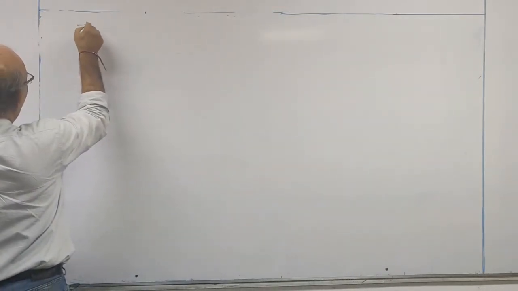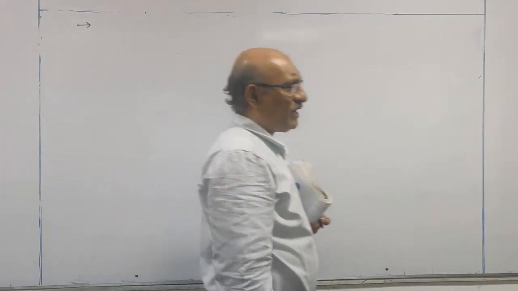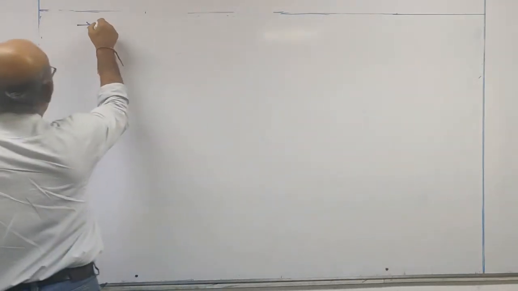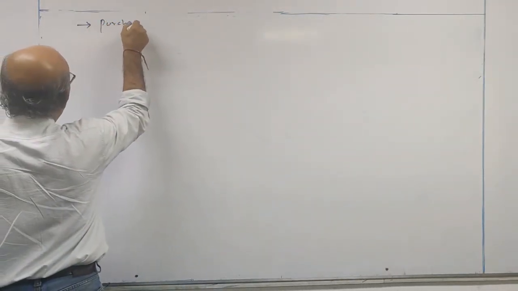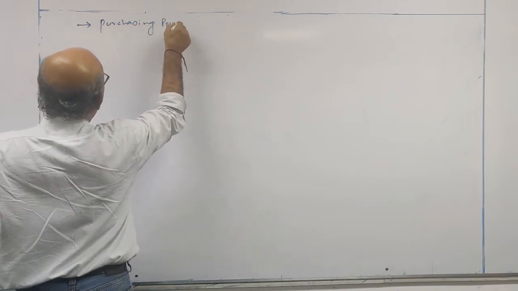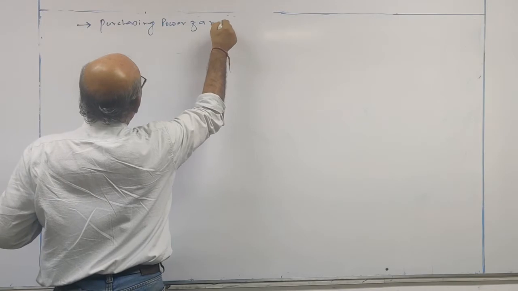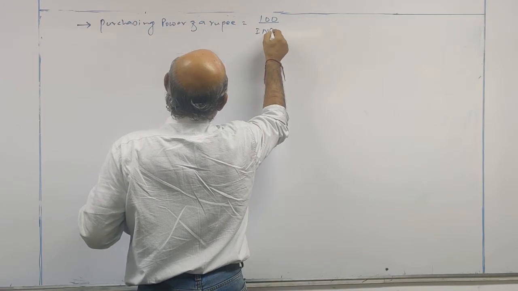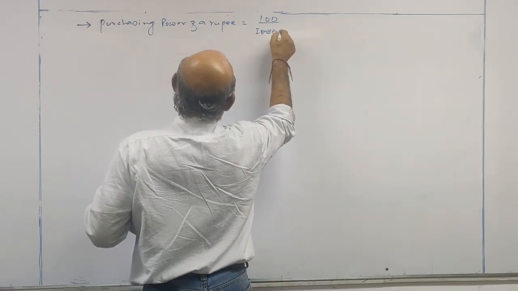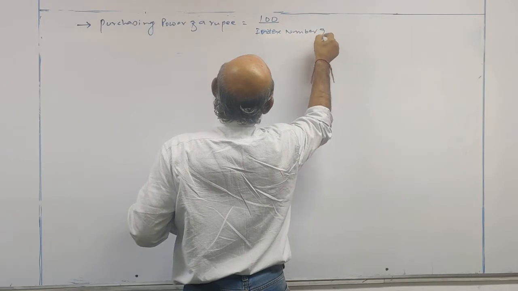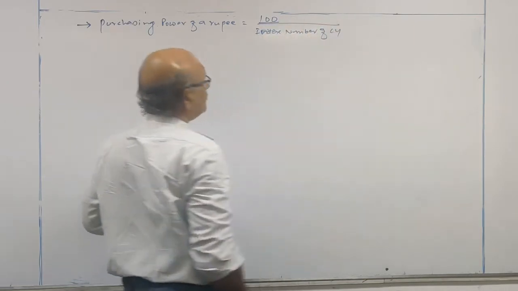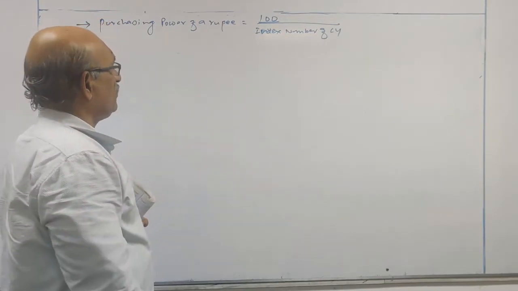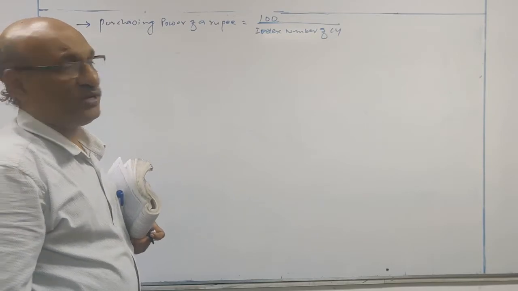Now, one more application, a real life application of index numbers is calculating the purchasing power of a rupee. Now, how to calculate purchasing power of a rupee? Purchasing power of a rupee is equal to 100 divided by index number of current year. This is the formula we have to use for calculation of purchasing power.